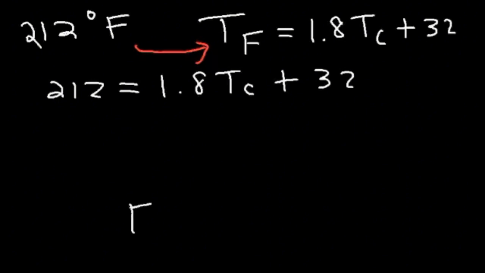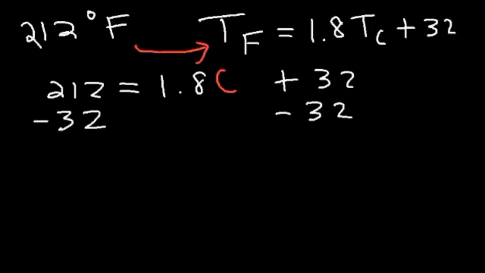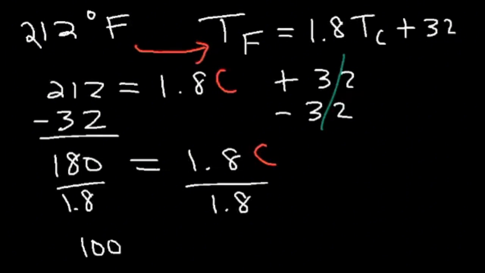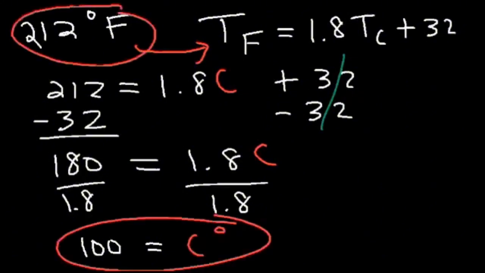If you want to, you can write the equation as F equals 1.8 C plus 32. It might be easier to write it that way. So let's write it like that. So I'm just going to put a C here instead. So let's solve for C. Let's subtract 32 from both sides. 212 minus 32 is 180. Now our last step to solve for C is to divide both sides by 1.8. And it turns out that 180 divided by 1.8 is 100, which is the boiling point of water. So water boils at 100 degrees Celsius or 212 Fahrenheit.